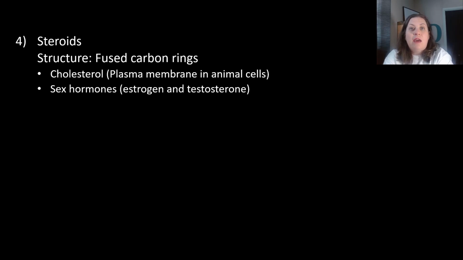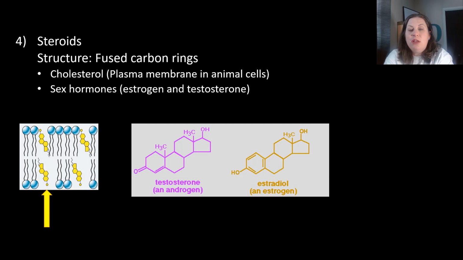The last type of fat I want to talk to you about is steroids. Steroids are fused carbon rings that actually look kind of like honeycomb. These fused rings provide more structure, and they provide structure to things like the plasma membrane. So cholesterol is the main one that's found in the plasma membrane in our animal cells, helps provide structure within that membrane, and they are important.